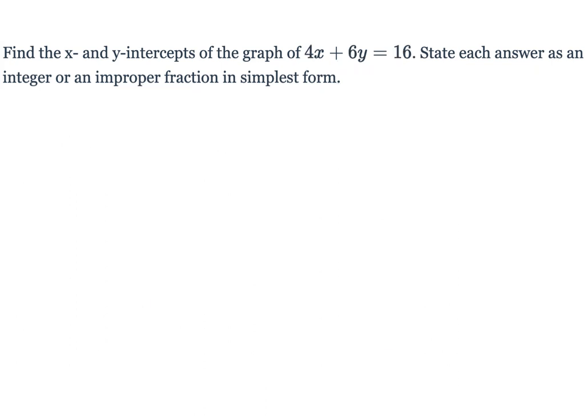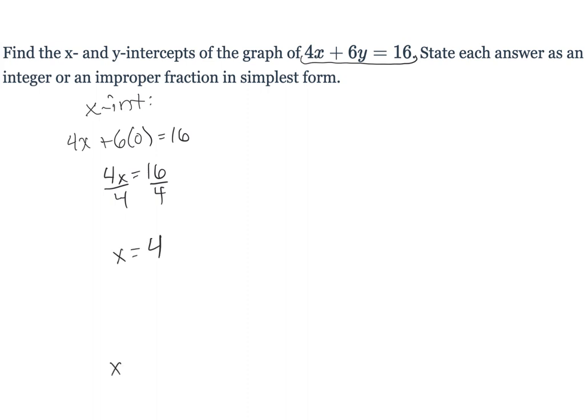So here's another example. This time we've got 4x plus 6y equals 16. So let's start with our x-intercept. We've got 4x plus 6 times 0 equals 16. 6 times 0, of course, goes down to 0, so I'm just left with 4x equals 16. Divide by 4, divide by 4. We get x equals 4. So my x-intercept is 4.